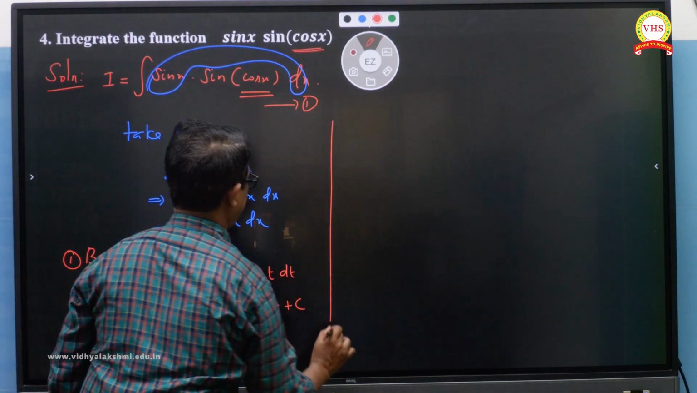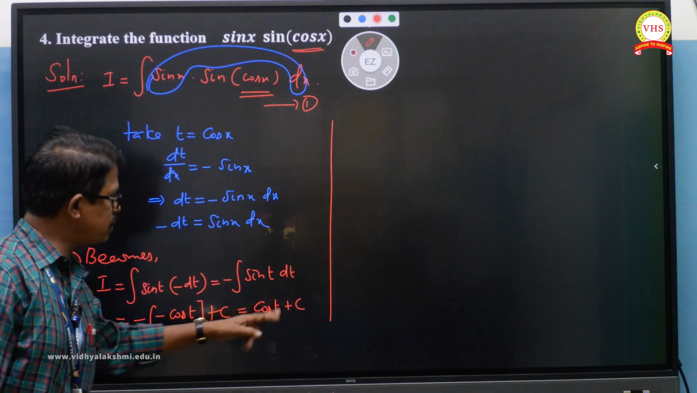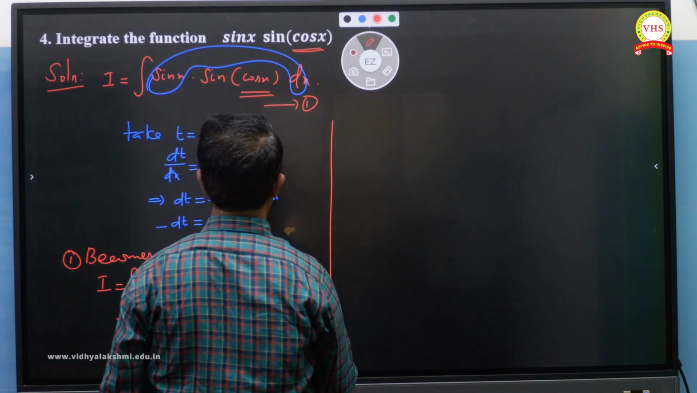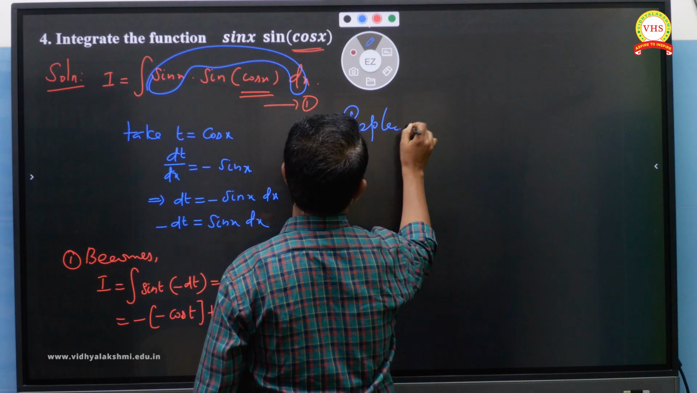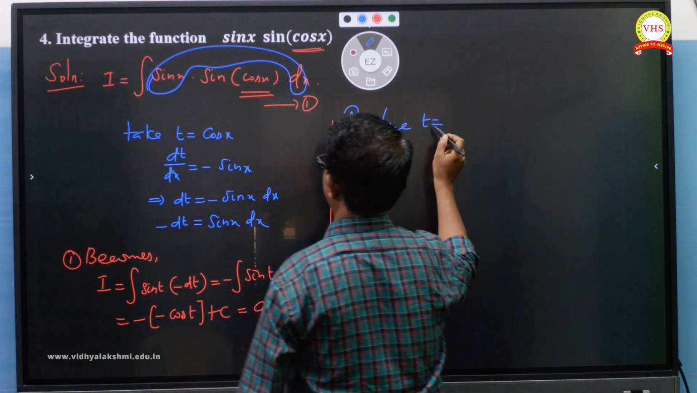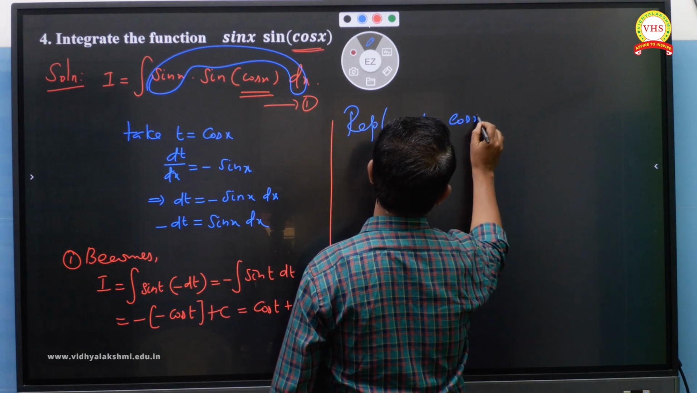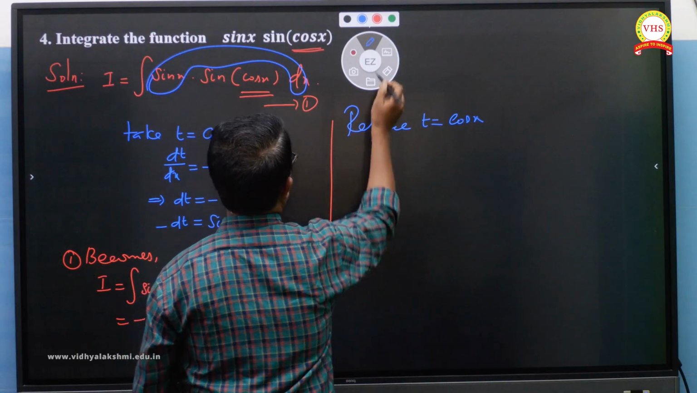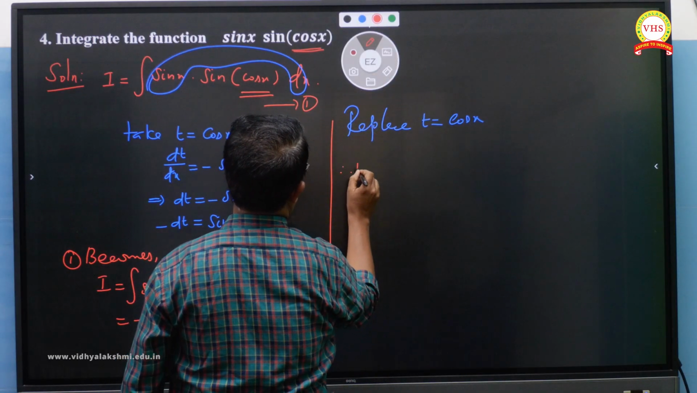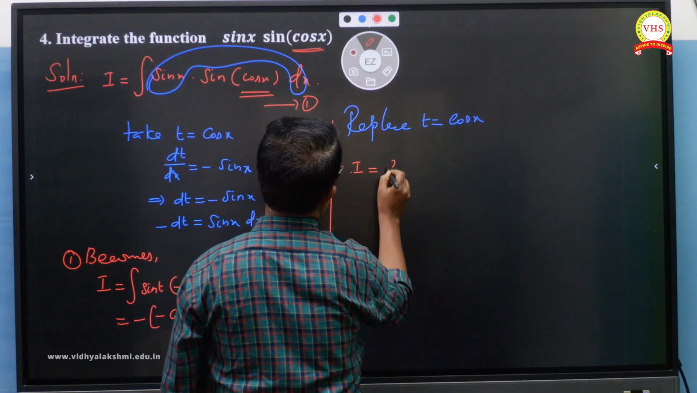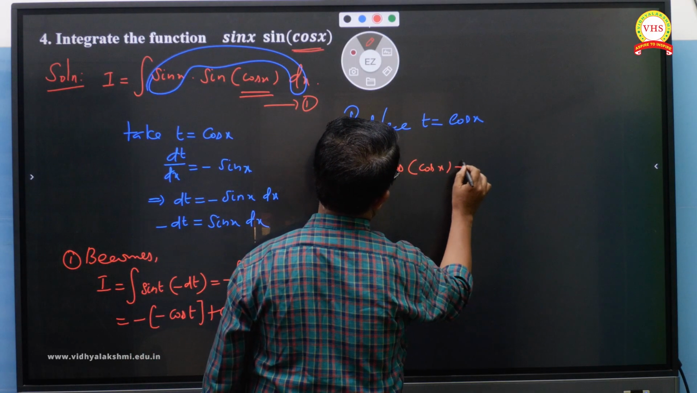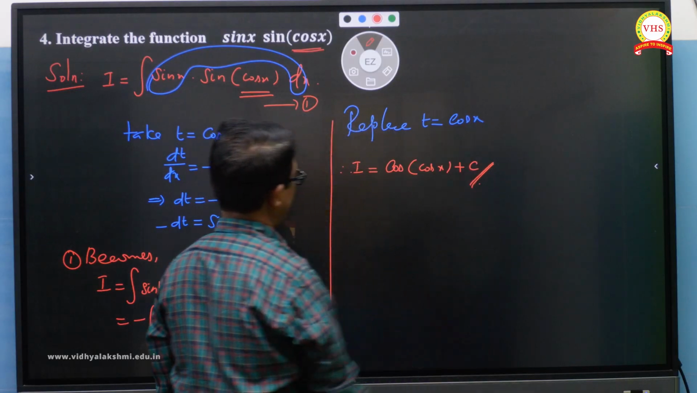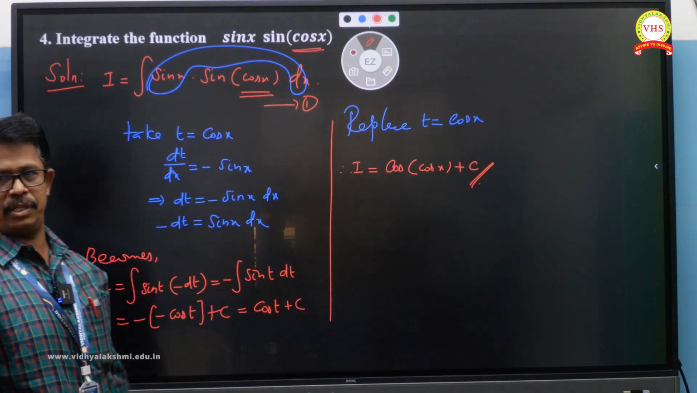Finally, don't stop at the answer in terms of t. We replace the value of t. What is the t value here? Replace t equal to cos x, which we assigned. Therefore I equals cos t, which means cos of cos x plus c. That is the required answer for the given function.